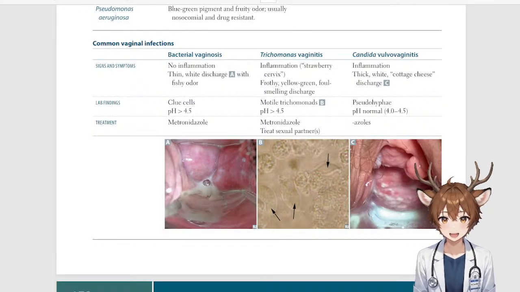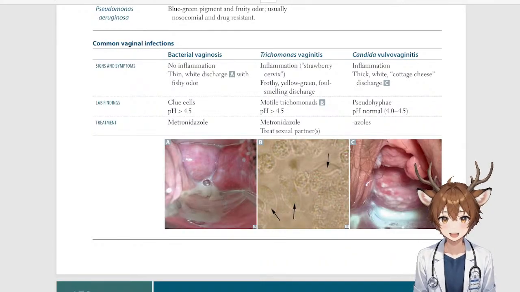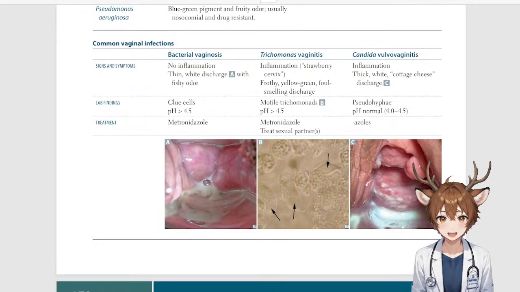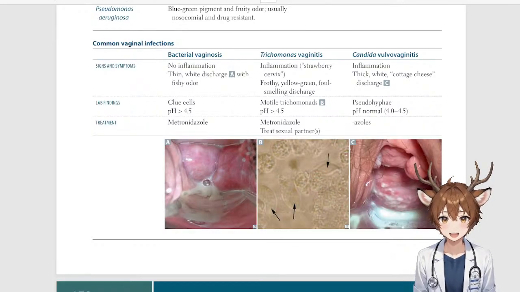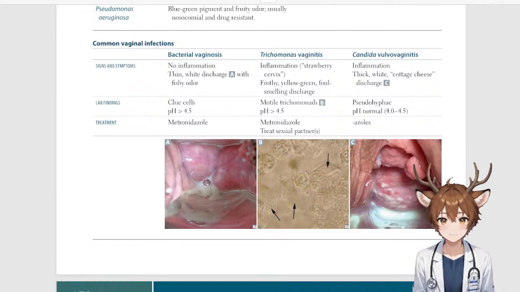So again, bacterial vaginosis is bacterial. Treat with metronidazole. Trichomonas vaginitis, that's the strawberry cervix. That's going to be protozoan with a yellow-green foul-smelling discharge. And then Candida vulvovaginitis, that's the white cottage cheese discharge. That's going to be a fungal infection. None of those sound particularly great, but they do happen.